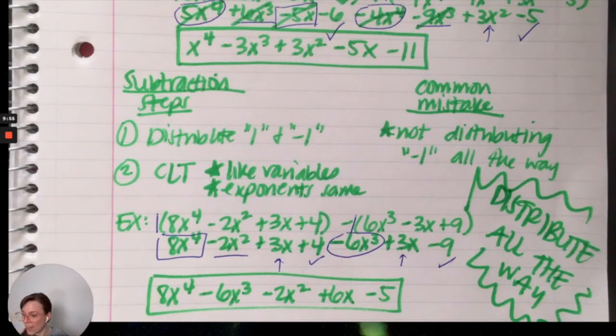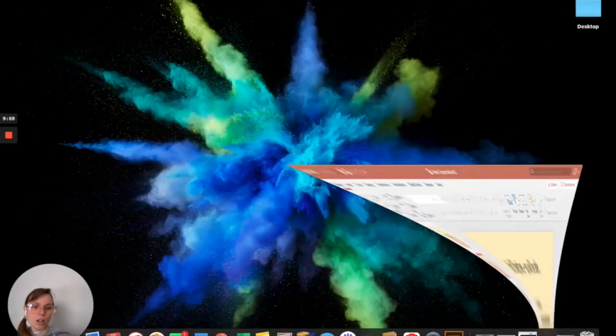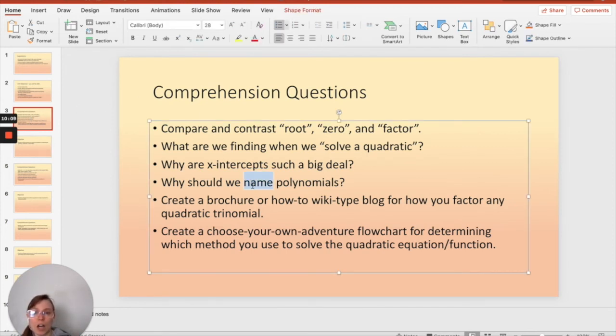All right, so that was it. And getting our comprehension questions up. So yes, these are the same for the whole unit. You can, why should we name polynomials? That one was from last time.